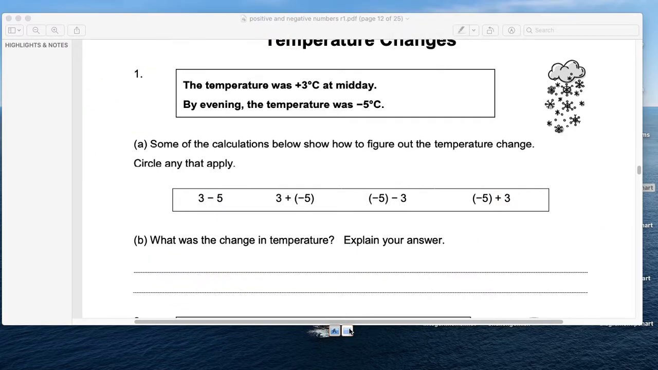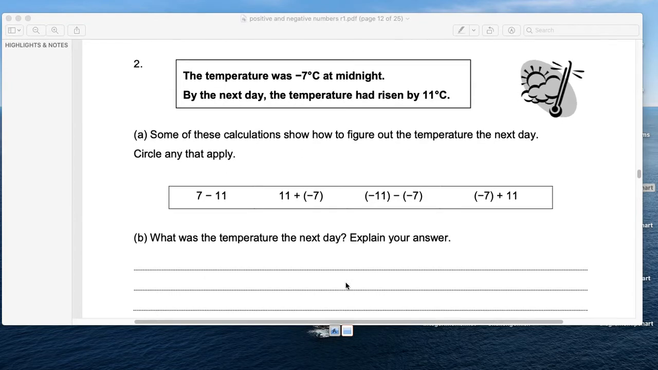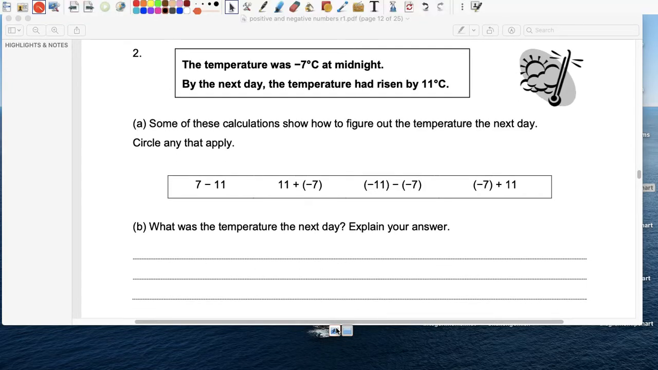Okay, so let me scroll down. There's another problem here. Next day, the temperature was -7 at midnight, so I'm going to start with -7. So the temperature was -7. By the next day, the temperature had risen by 11. Risen by 11 means that I'm adding a positive integer, right? It's going to go up, and we want the final temperature.